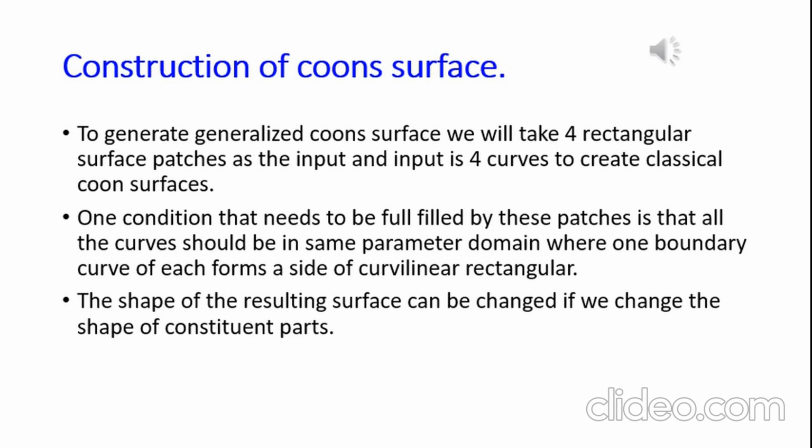To create a generalized cone surface, we need four rectangular surfaces as the input. But if you want to create the classical cone surface, we need four curves as the input. And all of them need to satisfy one condition: all the curves should be in the same parameter domain where one boundary curve of each forms a side of the curvilinear rectangle, and the shape of the resulting surface can be changed if we change the shape of the constituent parts.